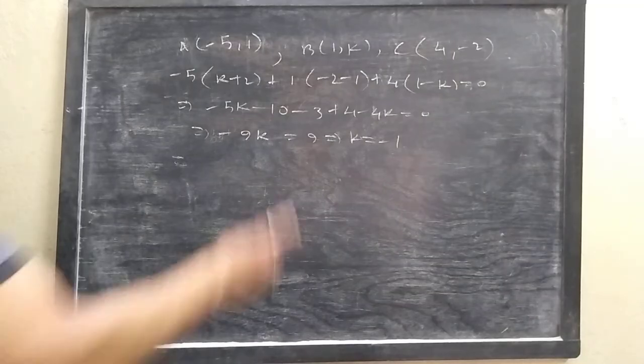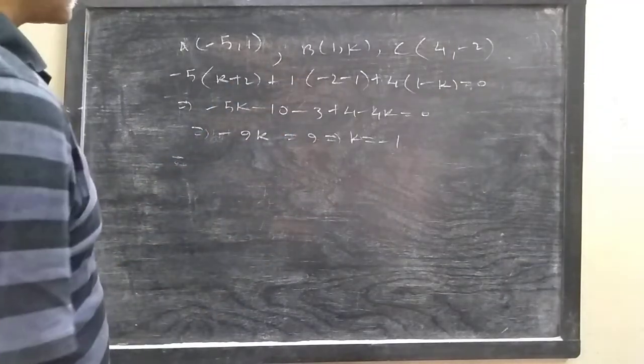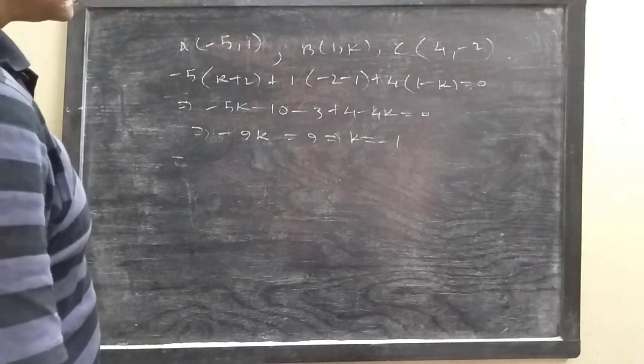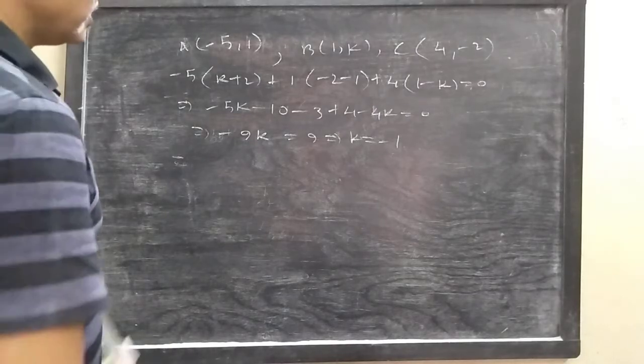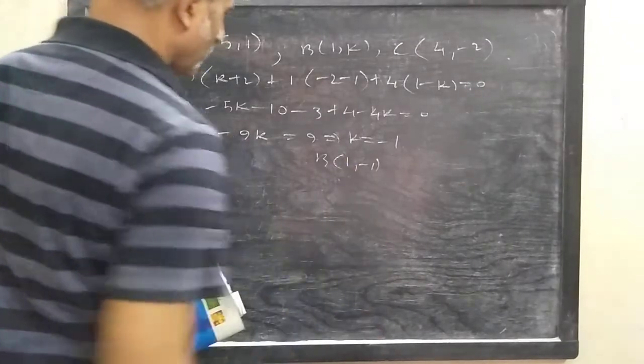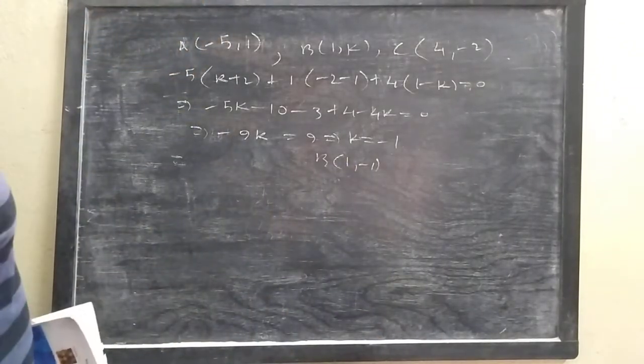Next we have to find the ratio in which B divides AC. We can find it in this way. Now you know the coordinates of B become (1, -1). So suppose B divides AC.